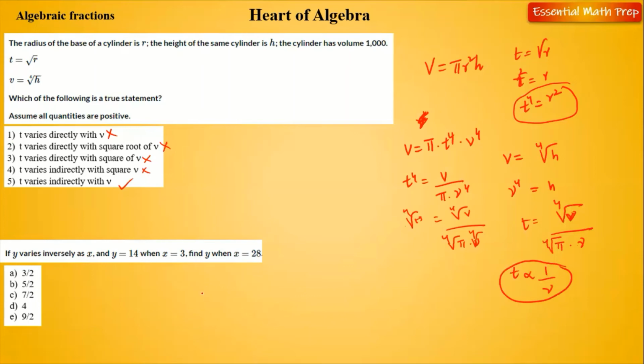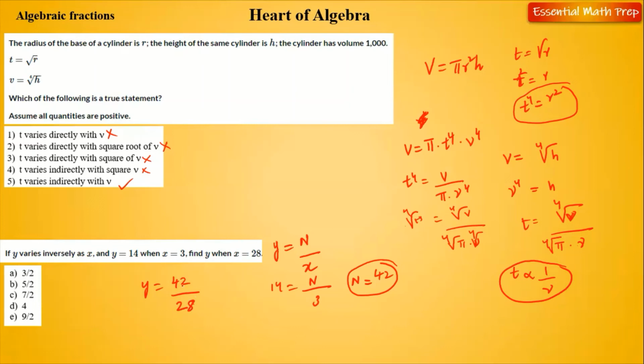Okay, if y varies inversely as x, y equals 14 when x equals 3, find y when x equals 28. We've done a problem like this before, so let's assume y equals n over x. So y equals 14, x is 3, so n is 14 times 3. That's 42, right? So what is y when x equals 28? So y equals 42 over 28.